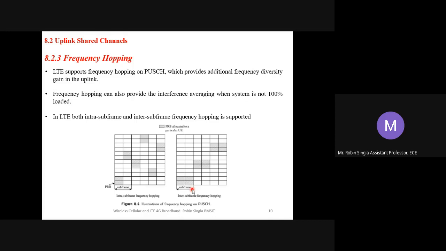Higher layers determine if the hopping is inter-subframe or intra-subframe, or both. In general, intra-subframe hopping provides higher frequency diversity gain, since this gain can be expected over a single HARQ transmission, which always spans only one subframe.